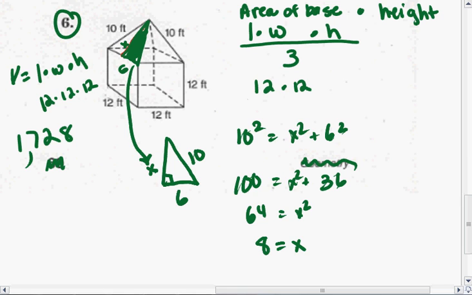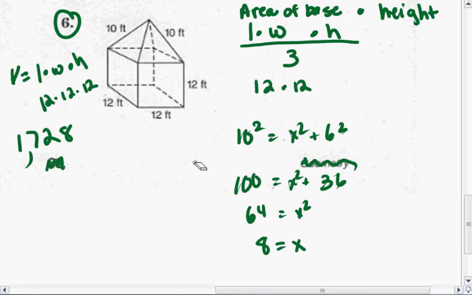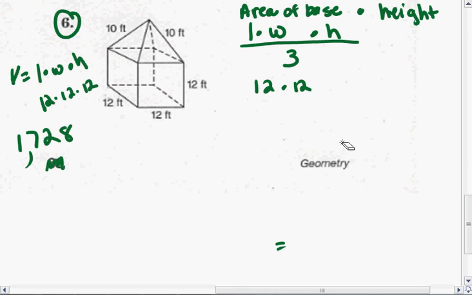I'm going to erase this triangle. If you want to see it again, you can rewind the video. Scroll back a little bit. I am going to leave the slant height up here, though. I'll leave it in green. And I know that that value is 8 feet.